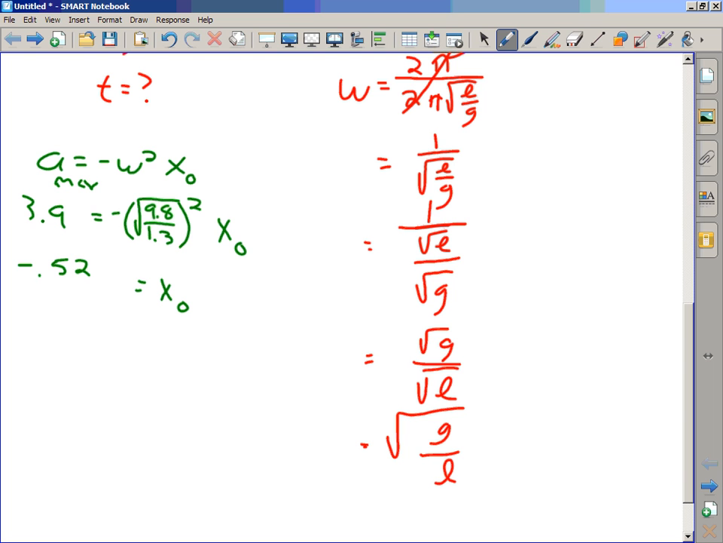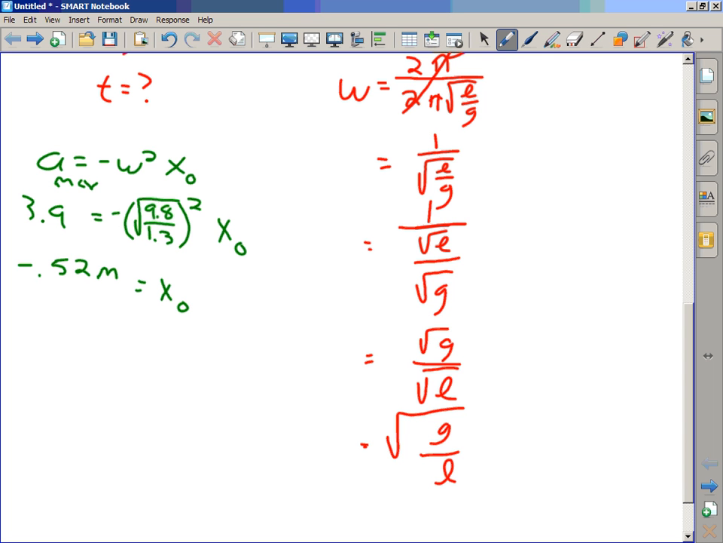Meters. X naught is an amplitude. It's a real measurement of distance, or displacement, that is. You put meters going in, and meters come out. Gravity is an acceleration, that's 9.8 meters per second squared. That 1.3 is in meters, right? So all the ideas we're getting out are in meters. Good.